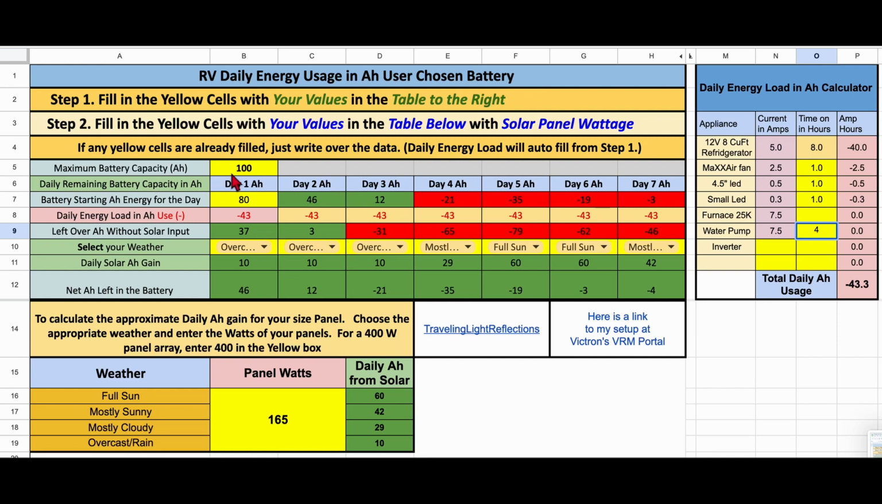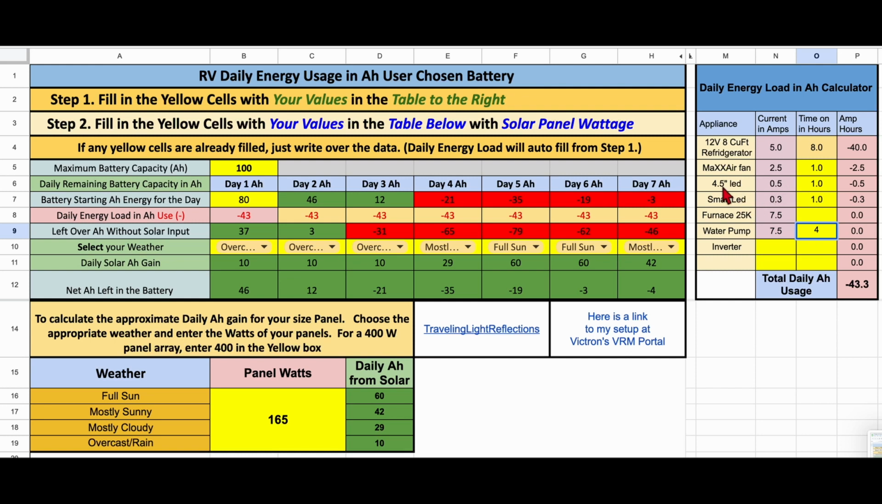We have somebody who had a 100 amp hour battery. They started their day out at 80 amps, which is 80%. They have a 165 watt solar panel. And this is what they put in there for their loads. So they had a load for the max air fan, and my max air fan is 2.5 amps, running that for 1 hour. They have a light.